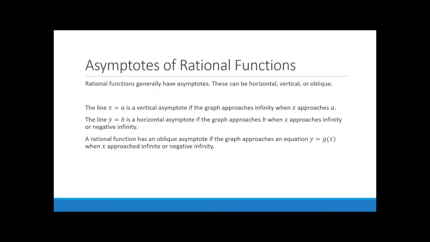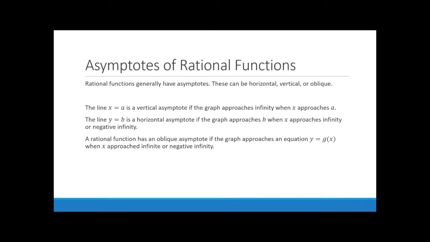So next I'm going to make the connection to asymptotes. Again, I'm going to start with a refresher of rational functions. The rational functions, that's where you have a fraction and then you have a variable in the denominator. And we have three types of asymptotes. We have the horizontal, the vertical, and then the oblique or the slant asymptote.